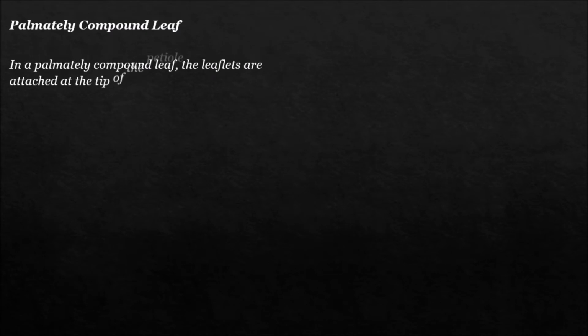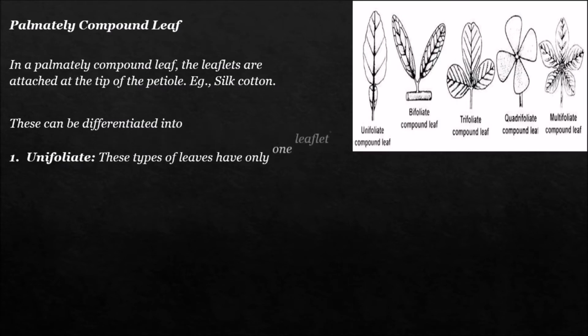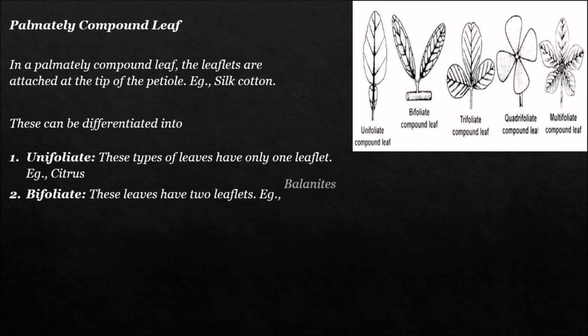So what is palmately compound leaf? In a palmately compound leaf, the leaflets are attached to the tip of the petiole. Example, silk cotton. So how to define a palmately compound leaf? In a palmately compound leaf, the leaflets are arranged at the tip of the petiole. Example, silk cotton. These can be differentiated into unifoliate. These type of leaves have only one leaflet. Example, citrus. And bifoliate. These leaves have two leaflets.